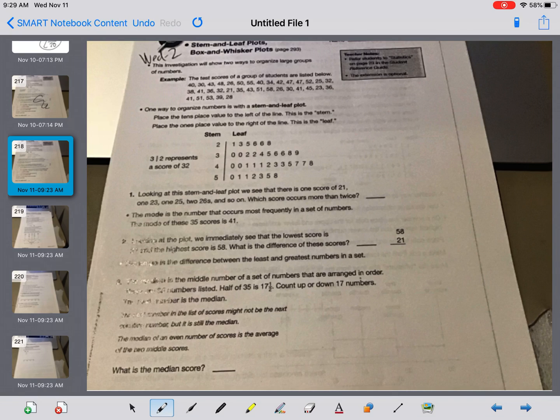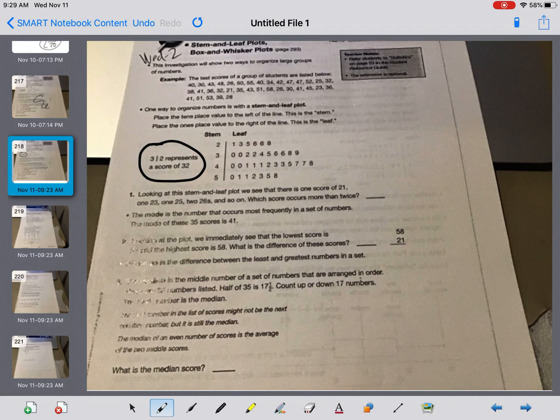One way to organize numbers is with a stem and leaf plot. Place the tens place value to the left of the line. That's the stem. Place the ones place value to the right of the line. That's the leaf. So now they just took all those numbers, guys, and put them all in order. You can see the little thing on the left over here. This is saying the line separates the 3 and the 2. That represents a score of 32. So this would be 21, 23, 25, 26, 26, 28. They took all these numbers up top and then put them in order for us.